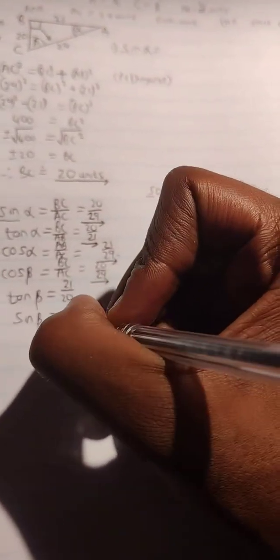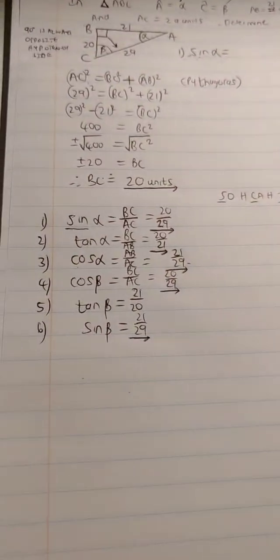Okay, very good. This is the opposite side. That is the hypotenuse. It's definitely 21 over 29, and we can't simplify this any further.